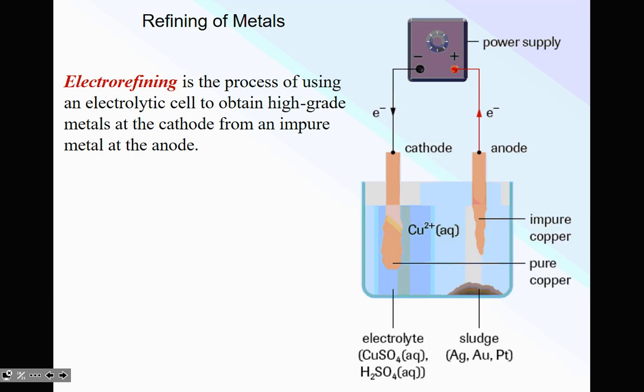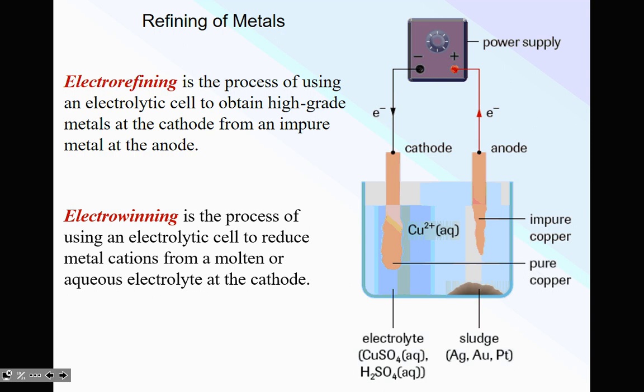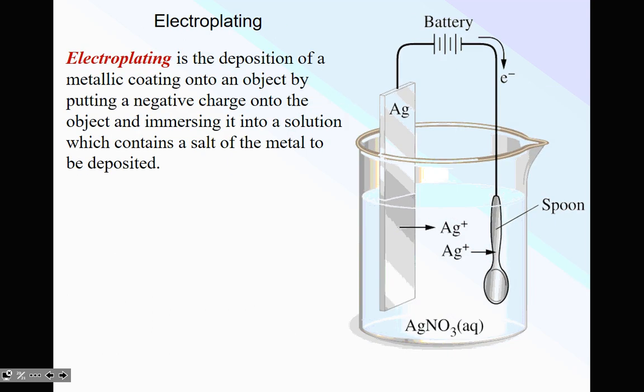This is an example of electrolytic cells. Refining of metals. Electrorefining is the process of using an electrolytic cell to obtain high-grade metals at the cathode from an impure metal at the anode. So that's kind of cool that you're actually producing metals and they're becoming pure. Electrowinning is a process of using an electrolytic cell to reduce metal cations from a molten or aqueous electrolyte at the cathode. So that's kind of cool. And like I said, this kind of information will be used as an info box. It is not something you have to memorize.